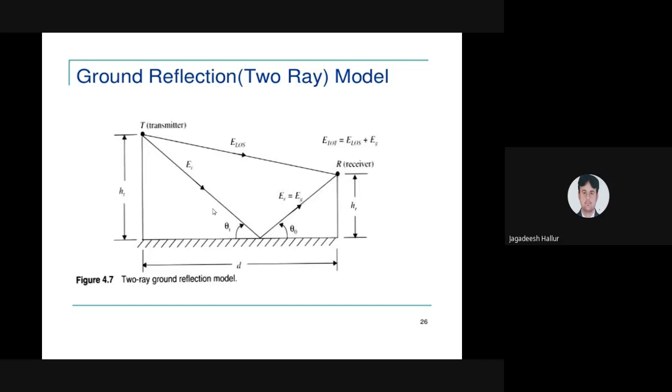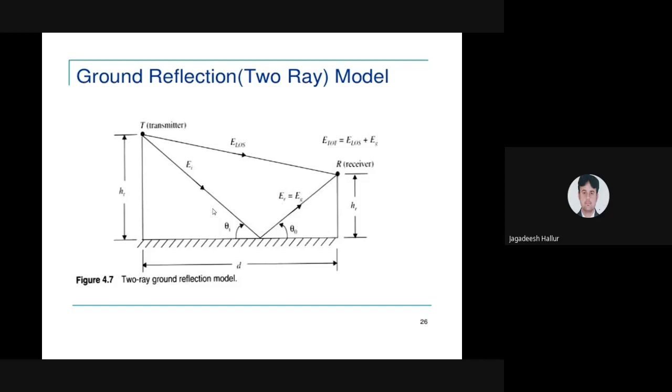You have to remember this. Two-ray is nothing but what? There are two waves: one is the direct line of sight wave and the other is the ground reflected wave, also called the ground reflection or two-ray model. It has a transmitter height and a receiver height, with distance small d between them. Using the direct line of sight and the ground reflected wave, we calculate the total electric field between the transmitter and receiver.